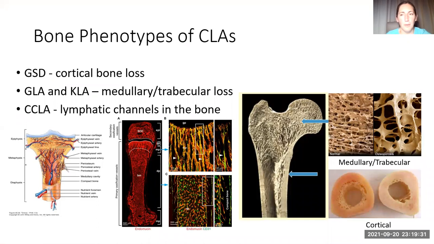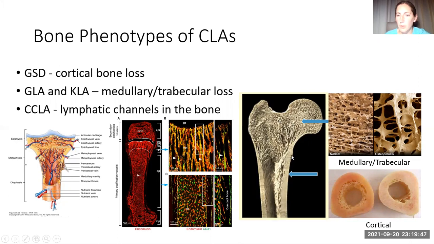As you are well aware, having heard over the conference in the last day and a half, there are multiple bone phenotypes that can occur with CLAs. To orient everyone when we're talking about bone, I've shown some pictures on this slide. First I'll direct you to this cross section of the femur.